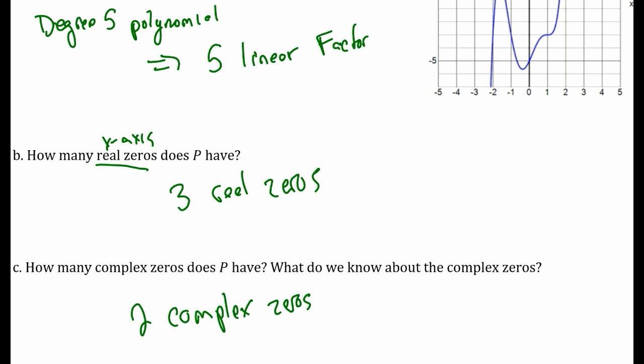What do I know about these complex zeros? Well, we talked about that complex zeros come in conjugate pairs. So those two zeros must be conjugates of each other. If I have 1 plus i, I also have to have 1 minus i. They have to be conjugates because complex zeros come in conjugate pairs, which means that you're never going to have an odd number of complex zeros. You can never have 3 complex zeros because you would always have conjugate pairs. So you always have to have an even number of complex zeros.